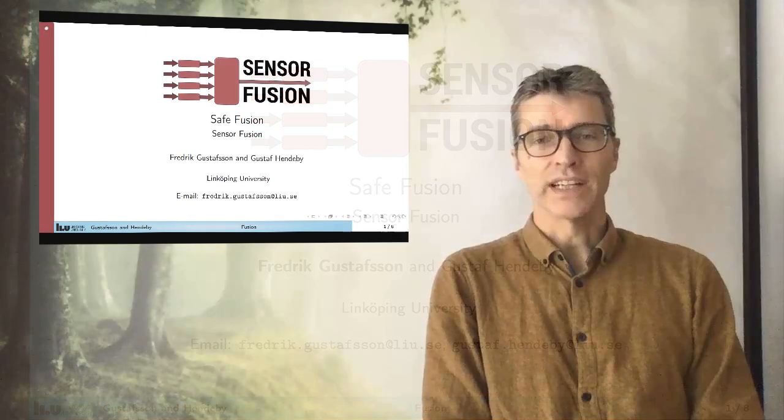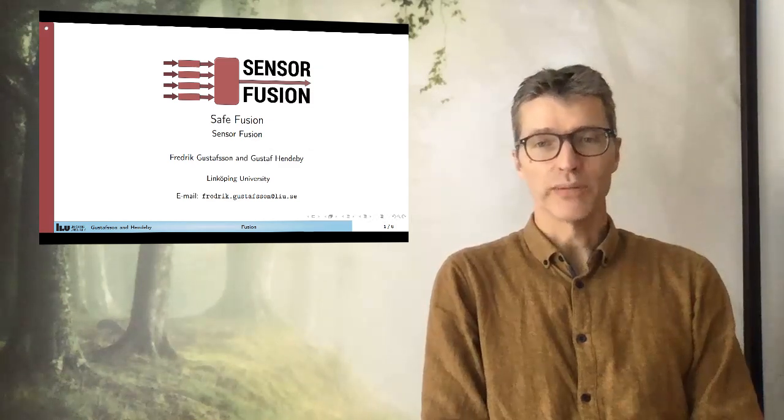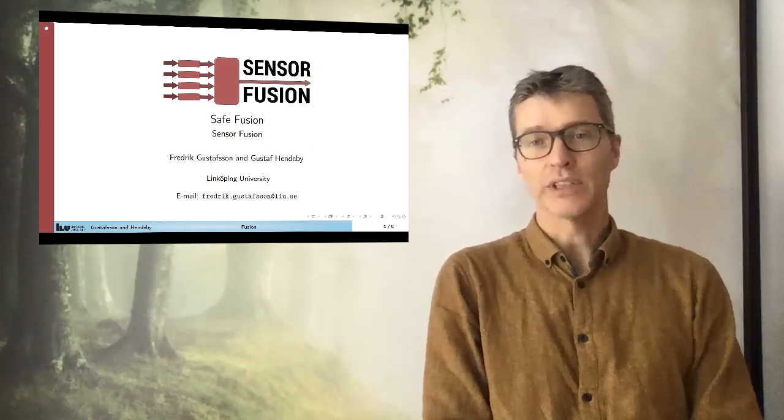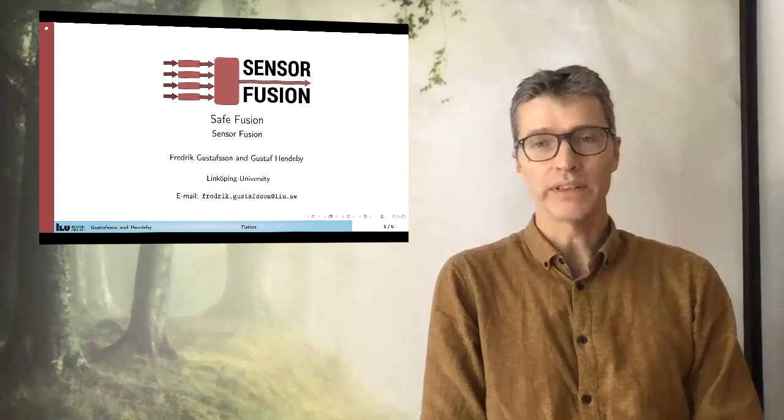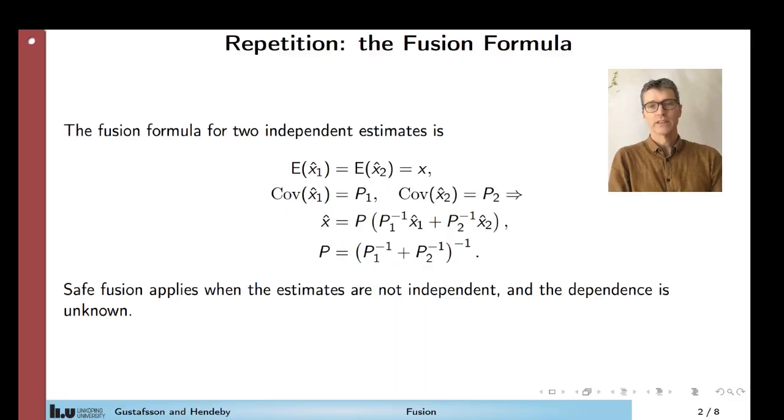Safe fusion is an alternative to the sensor fusion formula for cases where you suspect that there is a correlation between the estimates. So let's repeat the sensor fusion formula. You have two different estimates, x hat 1 and x hat 2, and you can combine them to x hat if you know their covariances P1 and P2.